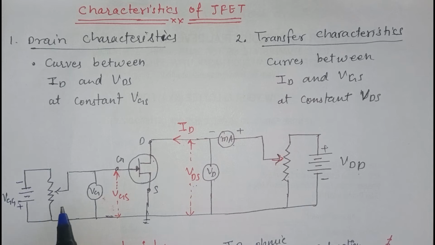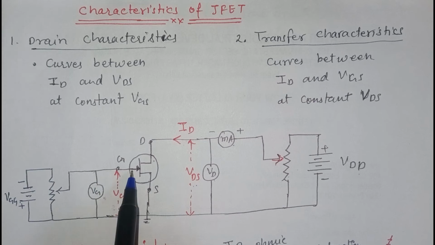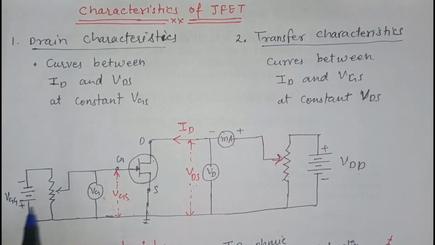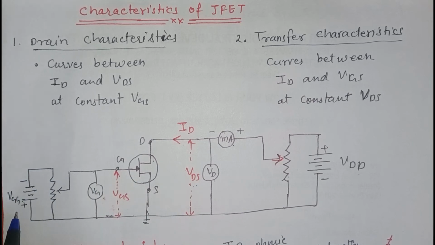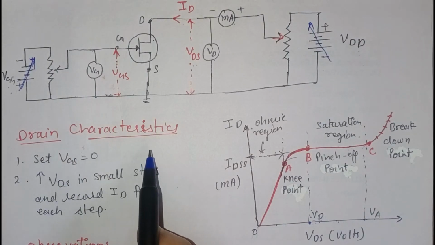Now on the left side we have placed a voltmeter between the gate and the source to measure the voltage between the gate and the source, and we are giving voltage to this gate terminal through this rheostat through which this battery VGG is connected. Now we will discuss drain characteristics of JFET.